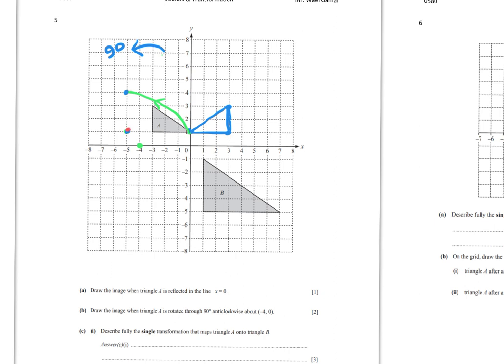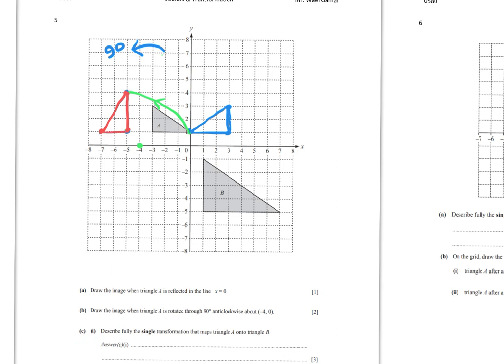You can use different color. Okay. Now the last point, 1 and 3. 1 to the right and 3 up. So 1 up and 3 to the left. So this is our triangle by rotation 90 anti-clockwise.